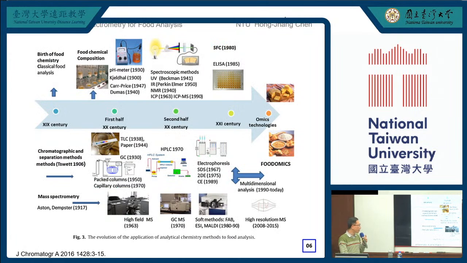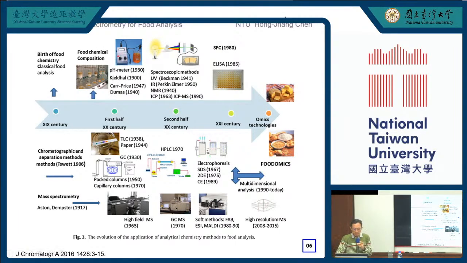Let's review the evolution of food analysis. For food analysis, the basic composition including moisture, protein, carbohydrate, ash, and lipid were detected by simple chemical reactions, just like the Kjeldahl method, which is for nitrogen determination for protein.